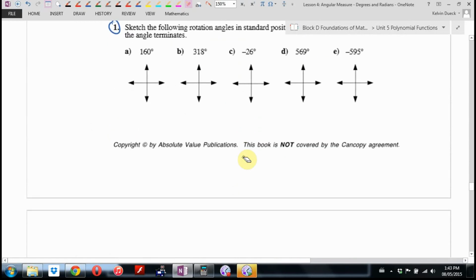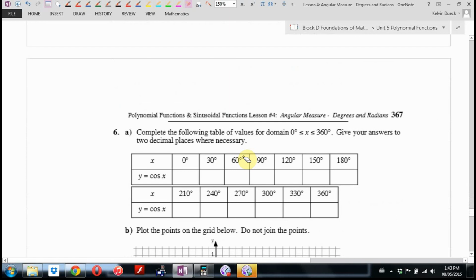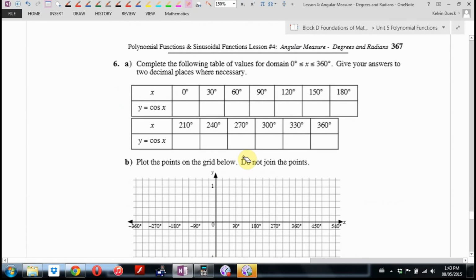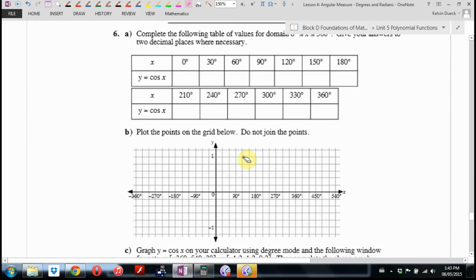Okay. I assigned some questions for homework: 1, 2, 3, 4, 5. We're going to do number 6 together, first of all. Cosine. Do they want us to do this in degrees or in radians, and how do I know?